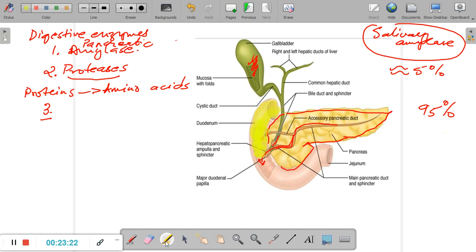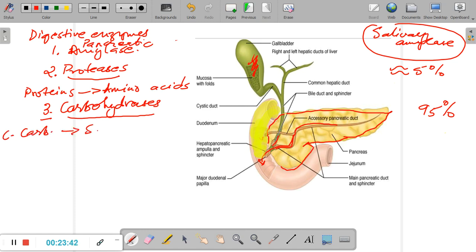So the pancreas now also produces another group of enzymes called carbohydrases. Proteases, carbohydrases. Any guesses what carbohydrases digest? Yes, they digest carbohydrates, complex carbohydrates into simpler carbohydrates. So it is the intestine where simple carbohydrate molecules like glucose are formed from complex carbohydrate molecules.